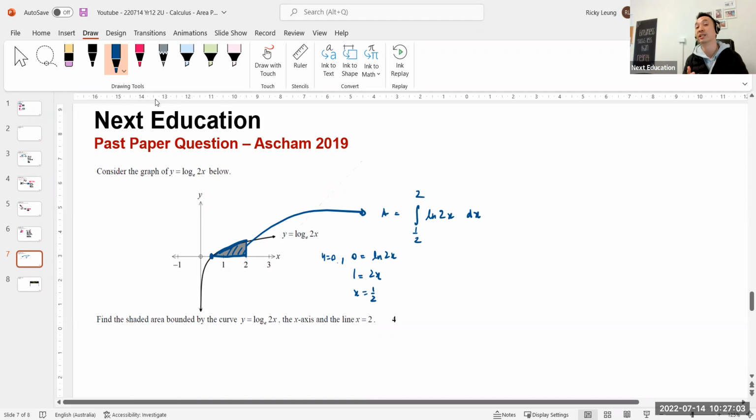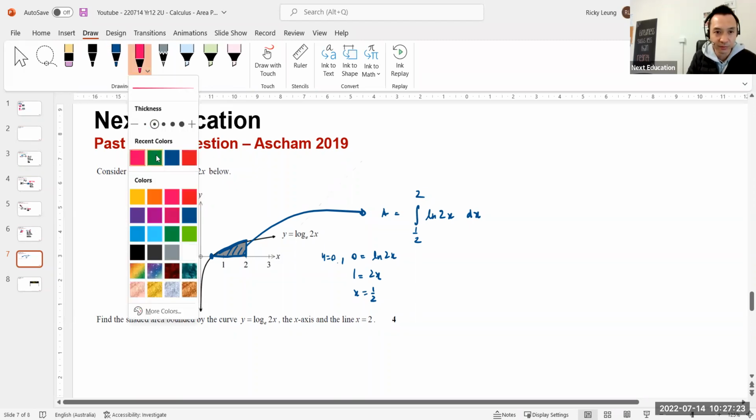That's not something that's common or doable as part of the advanced course. It is doable as part of the extension 2 course. You can use integration by parts to do this, but we can't use by parts in 2-unit. So what do we do? In this question, it's a classic case of there must be another way, and that other way is to do it like this.